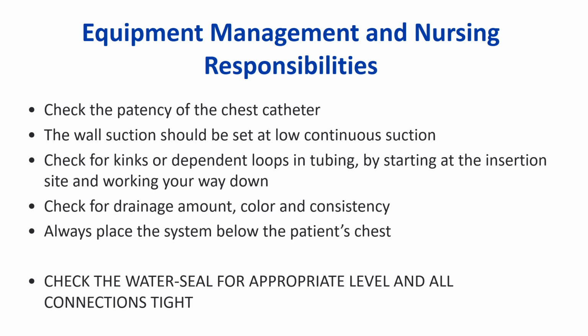Prior to setting the chest tube to suction, you need to ensure that the chest catheter is patent. The wall suction should be set at a low continuous suction setting. You should assess the tubing for any kinks or dependent loops, starting at the insertion site and working your way down to the collection unit.